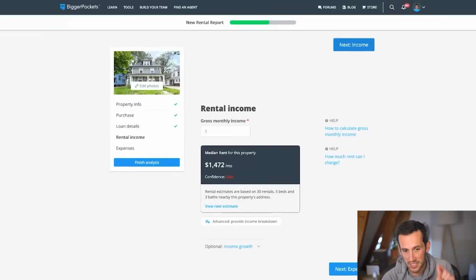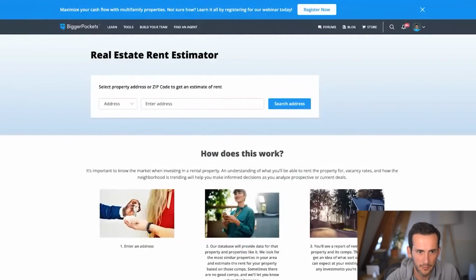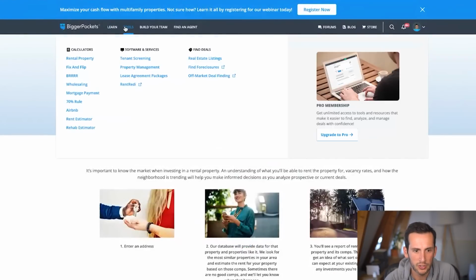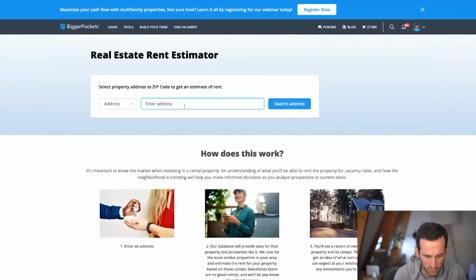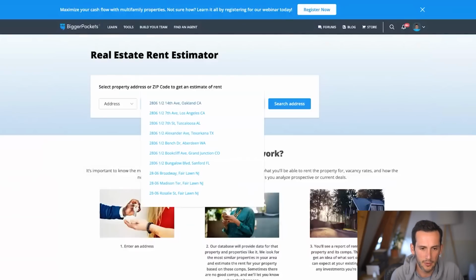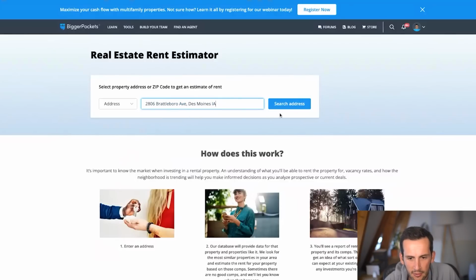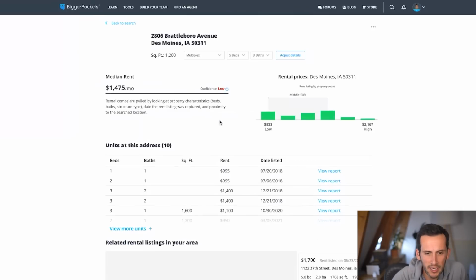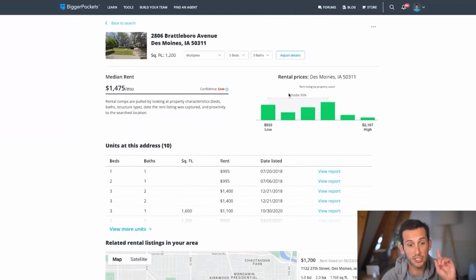The thing you need to really get good at is this rental income piece, because that's a super important part. And so there's another tool that I recommend here that's Rent Estimator for BiggerPockets. So you just go to Tools, you go to Rent Estimator here, and we got this. And again, just type in the address. So we're going to do the same thing. We're going to search this address. So what we're going to get here is the median rent, but this is just for one unit.